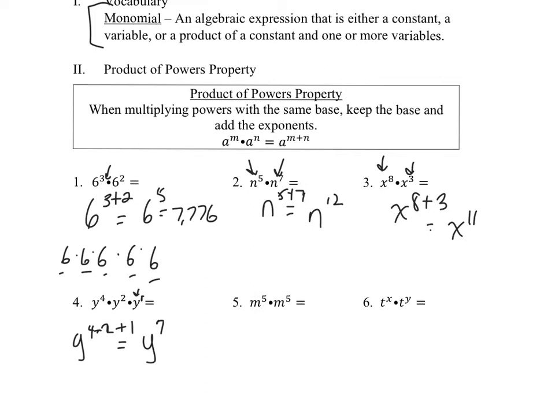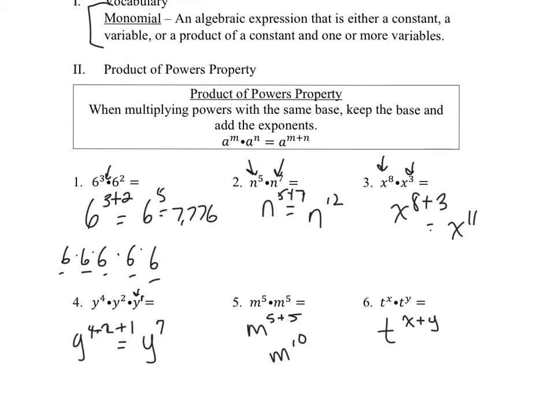These next two are pretty straightforward. m to the 5th times m to the 5th is going to be m to the 5 plus 5, which is m to the 10th. This one here is t, and then you're going to add your exponents. So it's literally going to stay as t to the x plus y. You can't simplify anything. There's nothing there to simplify.